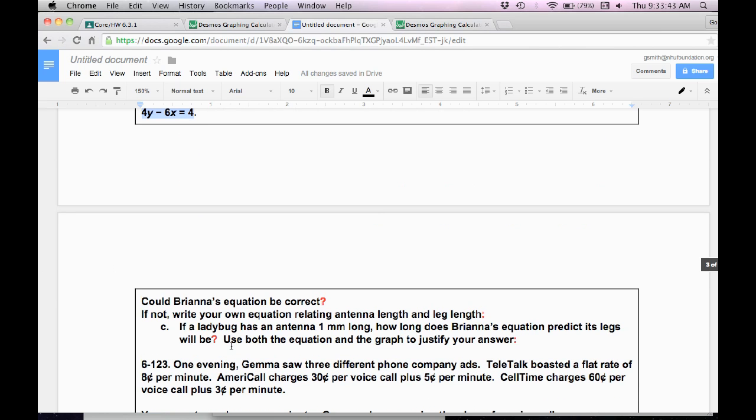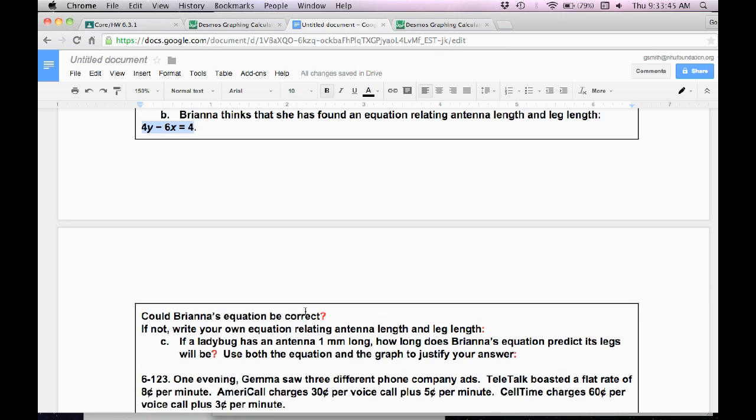Okay. So, could Brianna's equation be correct? Yes, it could be. It fits the graph perfectly. I don't know. You could say I didn't zoom in enough. Maybe you're right, but I think it's cool. If not, write your own equation relating antenna length and leg length.